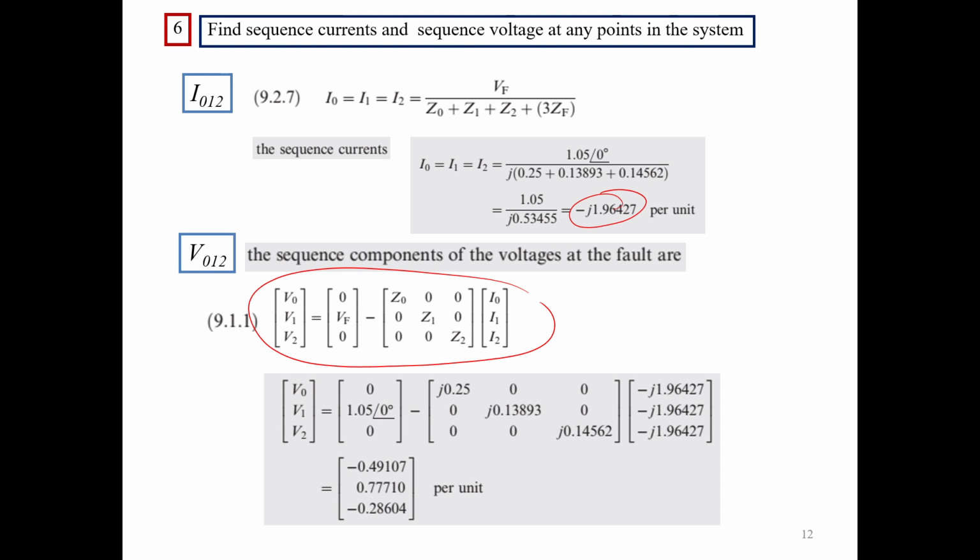Or you can play around with your matrix manipulation. But if you use your calculator and it is not modern enough, you may not be able to handle the matrix in complex form. This is dangerous. It's all up to you. So that's how you can determine the V0, V1, V2 like this.